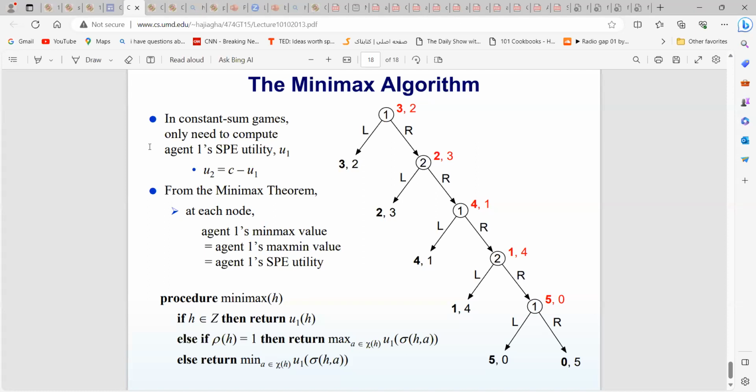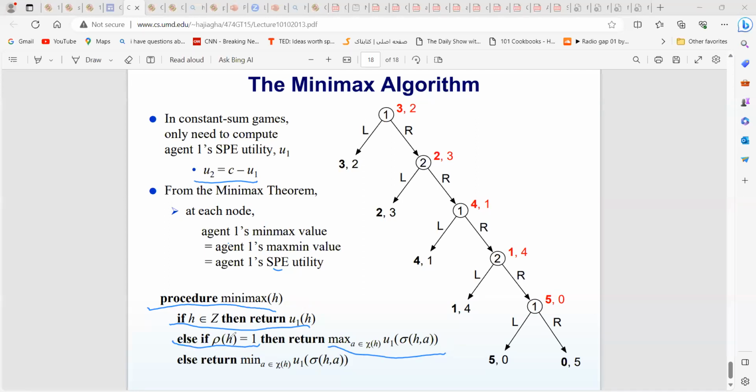The procedure here is the same backward induction that we had before. Just, we can simplify this one. For any h, we are assuming that the utility of the second person is c minus the utility of the first person. Always we talk about the first agent, but of course we can talk about the second agent as well, because you can compute that. But here for the first agent, if h belongs to Z, just return u1 of h, how much you get for the first person. Otherwise, if rho of h is 1, then you maximize over all actions, the one that is the best for you among your children.